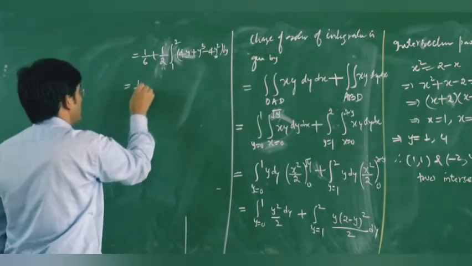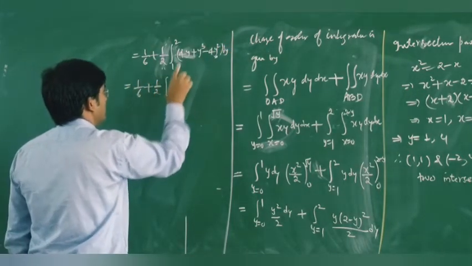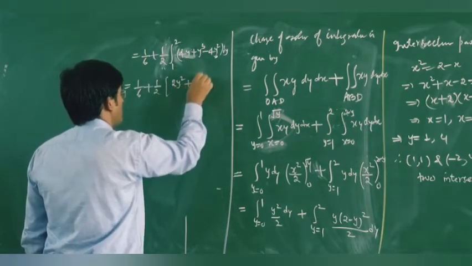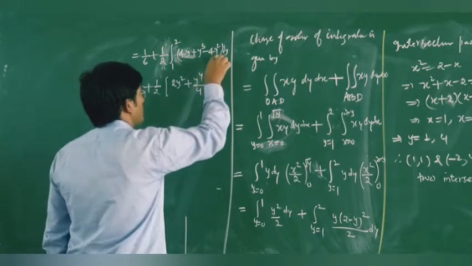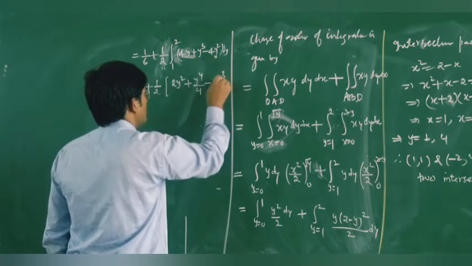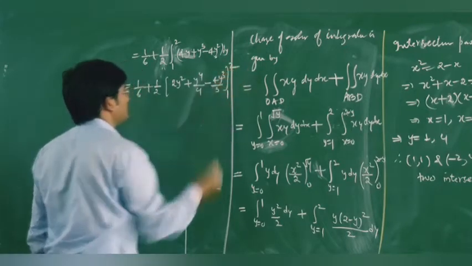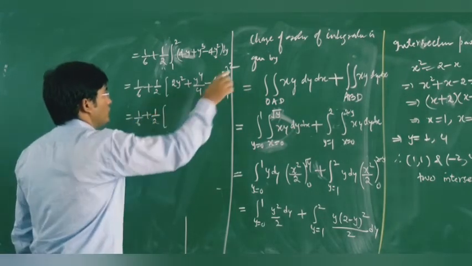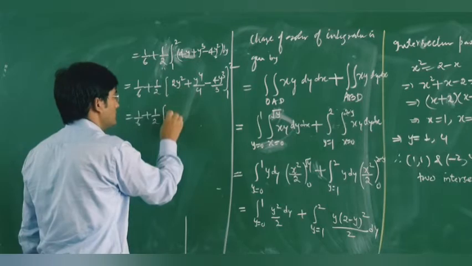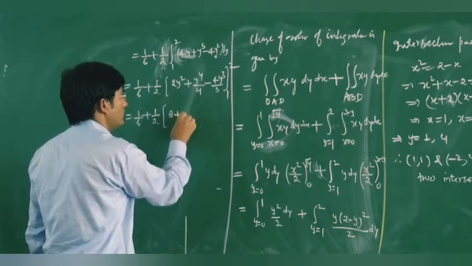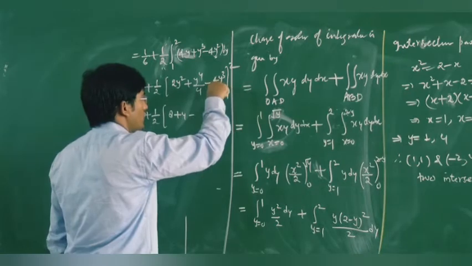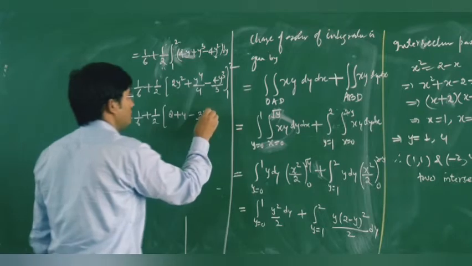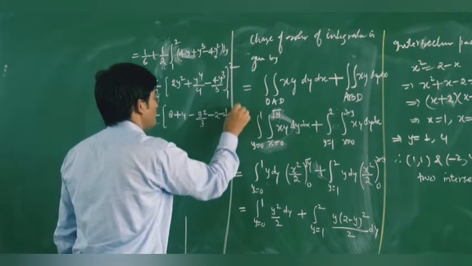And again, this is equal to 1 by 6 plus 1 by 2. And the integration of y will be y square by 2, so we have 2y square. Then we have y power 4 upon 4. Then integration of y square will be y cube over 3, so we have 4y cube over 3. And then the limits from 1 to 2. And this is equal to 1 by 6 plus 1 by 2. Now if you put y equal to 2, then this will be 16 upon 4, so we have 4, and 8 into 4 minus 32 upon 3. And if you put y equal to 1, then this will be minus 2 minus 1 by 4 plus 4 by 3.